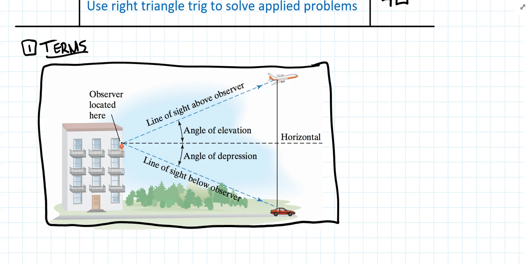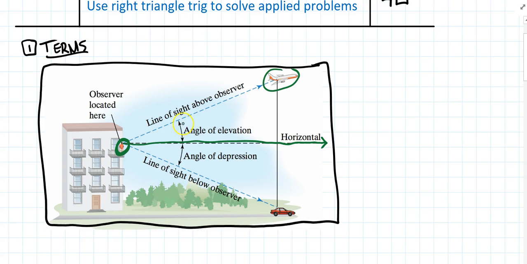The first term is what we call the observer, or the person who's making the observation. So you have to have a person in a line of sight. The horizon is going to be considered wherever their eyes look out straight. So that's the horizontal. Notice the horizon is not necessarily the ground, but it will always be parallel to the ground.